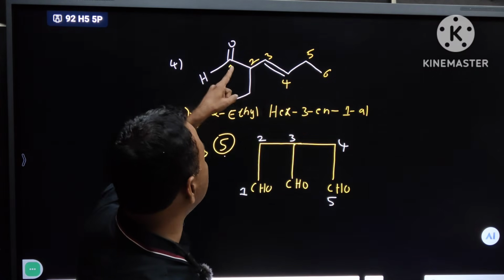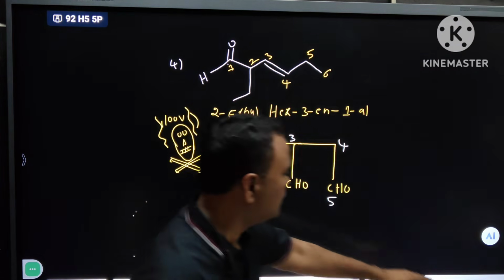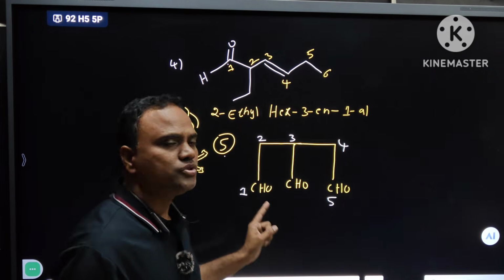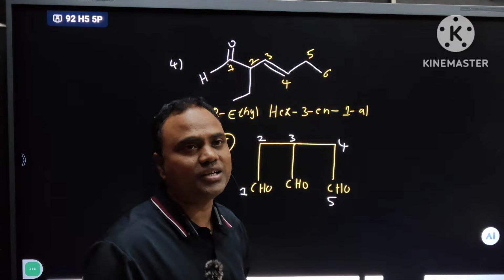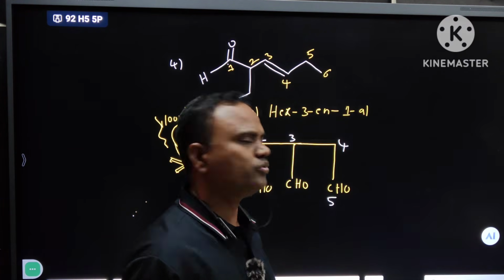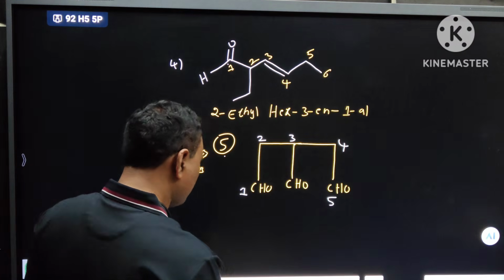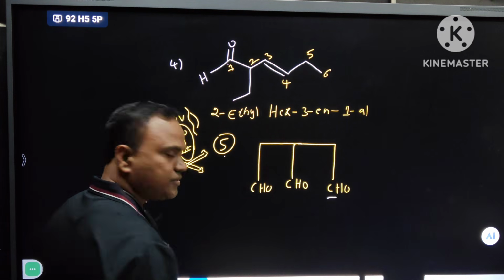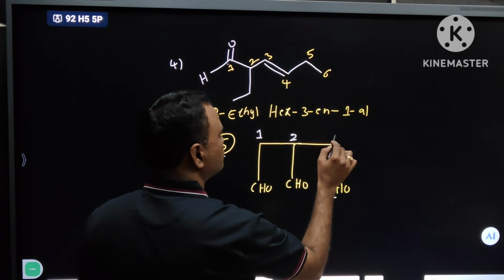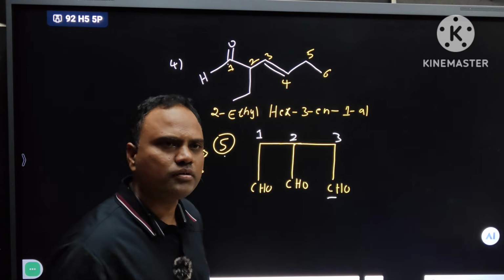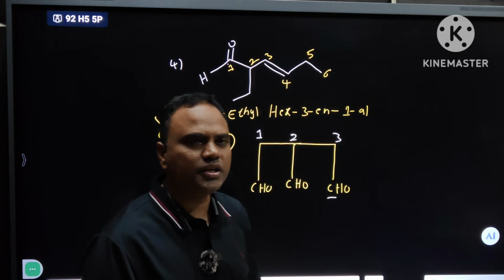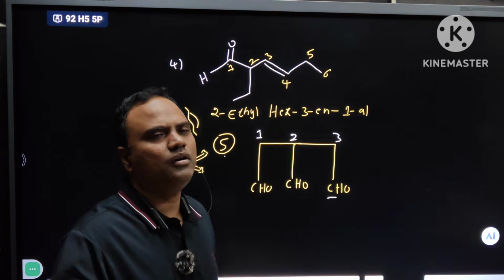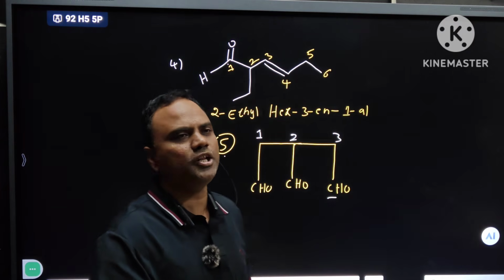In the last cases, we started numbering from the aldehydic carbon every time. Now, we should not start numbering from the aldehydic carbon. That is the best solution. Don't give numbering to any aldehyde. Now how to give that? See here: 1, 2, 3. Over. You didn't give numbering to any aldehyde. Problem solved. But how to give the name?